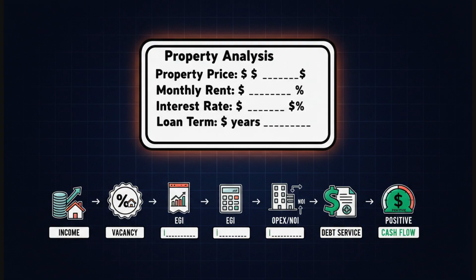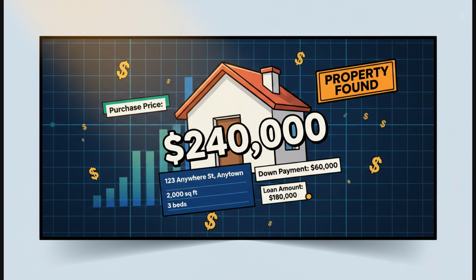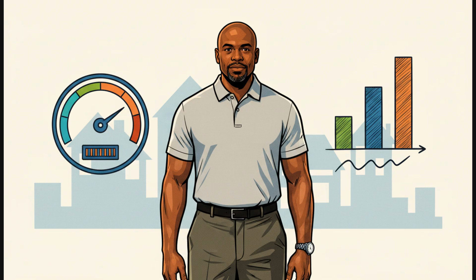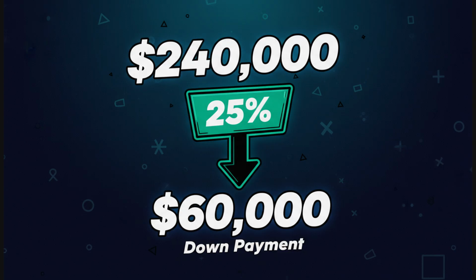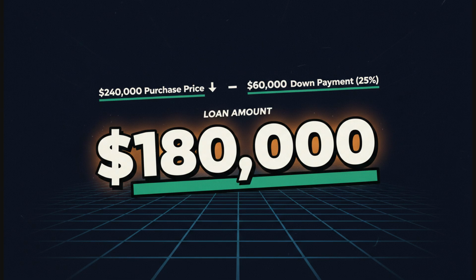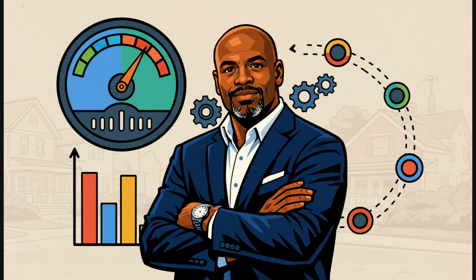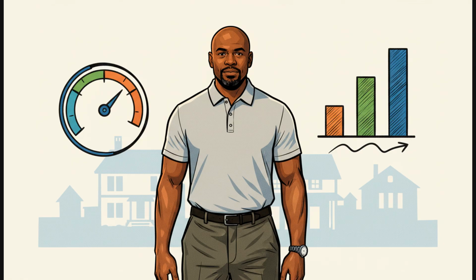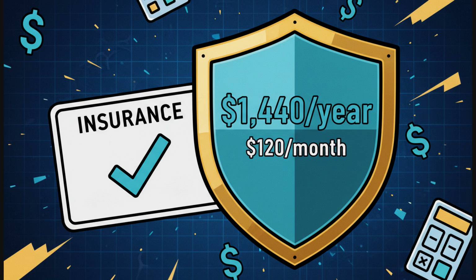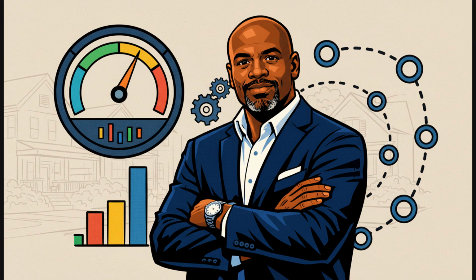Let me walk through one more example from scratch so this is crystal clear. Say you find a property for $240,000. You put down 25%. That is $60,000. Your loan amount is $180,000 at 7.5% interest on a 30-year fixed mortgage. Your monthly payment is about $1,258. Monthly rent is $2,100. Your property taxes are $3,600 a year. Insurance is $1,440 a year. Property management is 10% of rent, which is $210 a month.